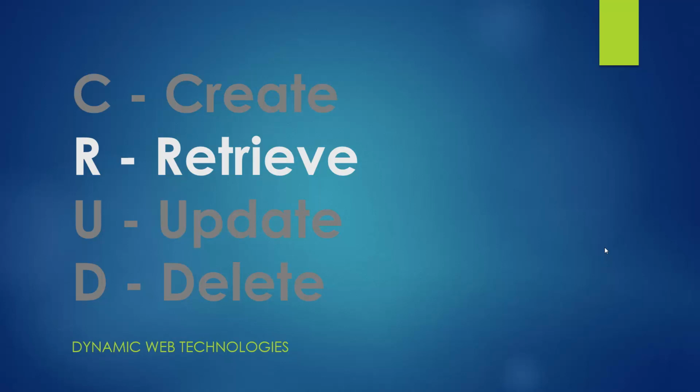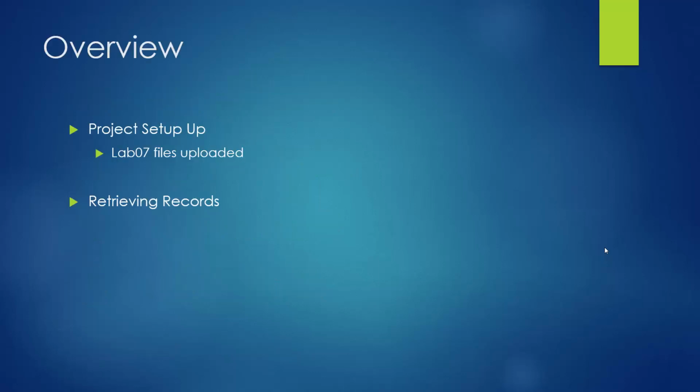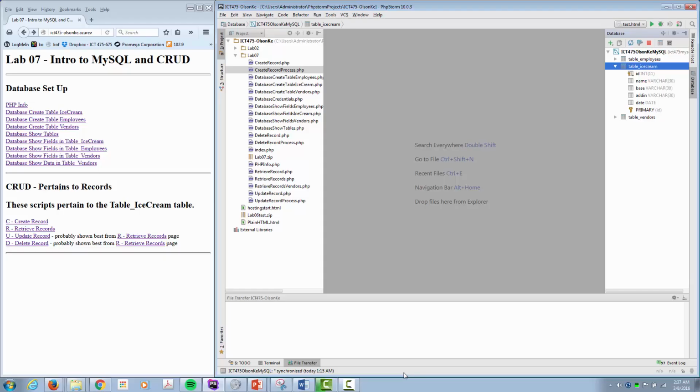Now we'll look at the retrieve part of the CRUD idea for databases: creating, retrieving, updating, and deleting. I make the assumption you have your project set up, all Lab 7 files uploaded, and your database connection, so we can work through the examples on retrieving records. Have PHPStorm opened up with our Lab 7 files in it, and we're dealing with the retrieve record.